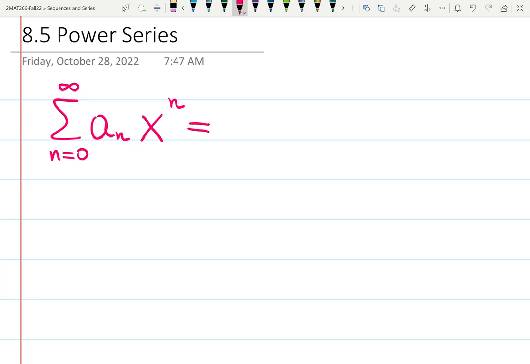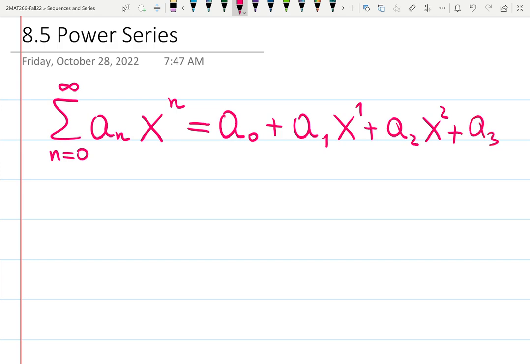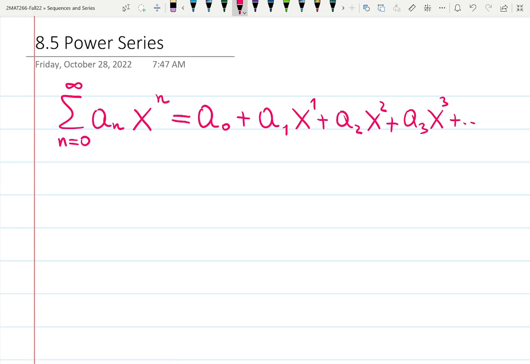If I plug 0, the first term will be a sub 0, x to the 0. X to the 0 is 1. If I plug 1, it will be a sub 1, x to the 1. If I plug 2, a sub 2, x squared. If I plug 3, a sub 3, x cubed. And it keeps going. Do you know what this can be called?